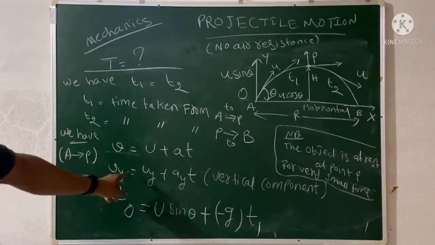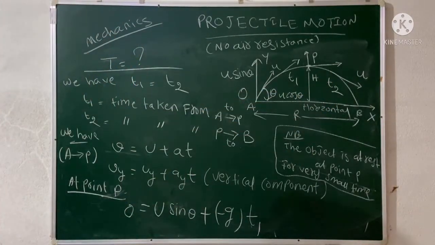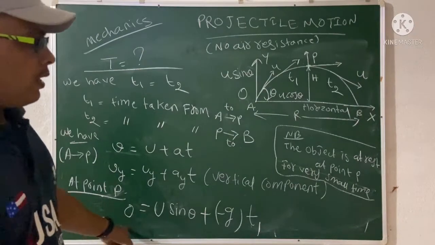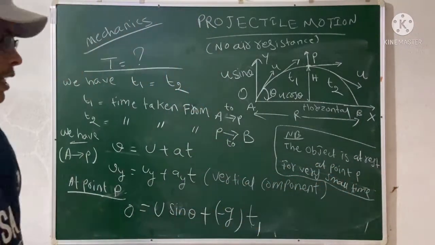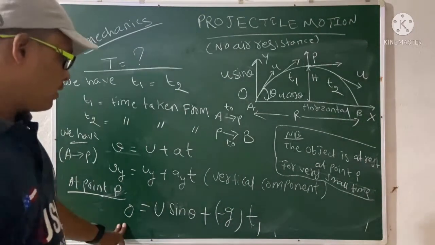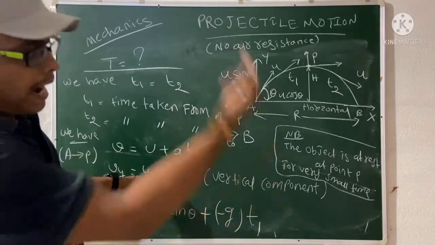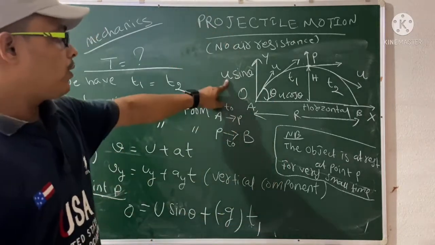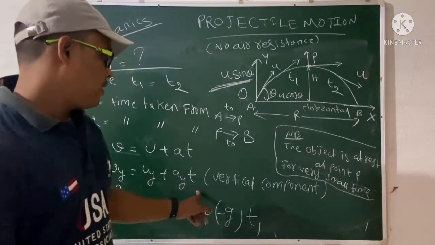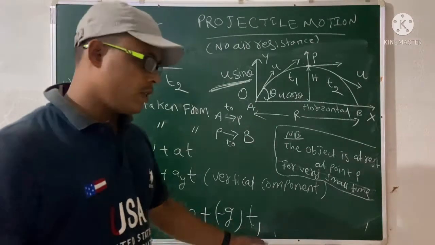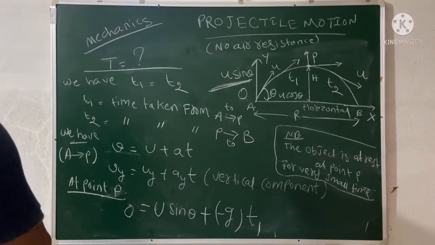What is Vy? Vy is the final velocity at point P. We are discussing this case at point P. At point P, our final velocity is 0 because the object will be at rest at point P for a very short time. For the initial velocity, the y component is u sin theta. So 0 equals u sin theta, then moving upward it will be minus g, then t1. You solve this and you will get the t1 case.